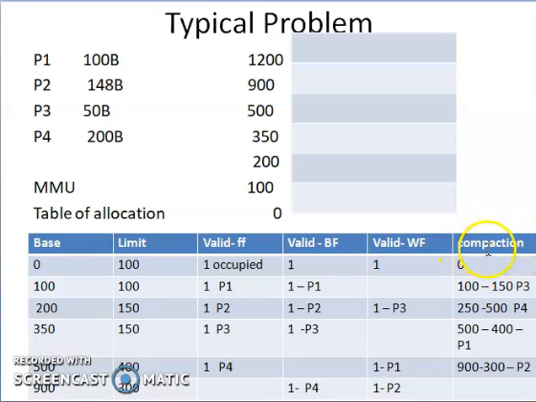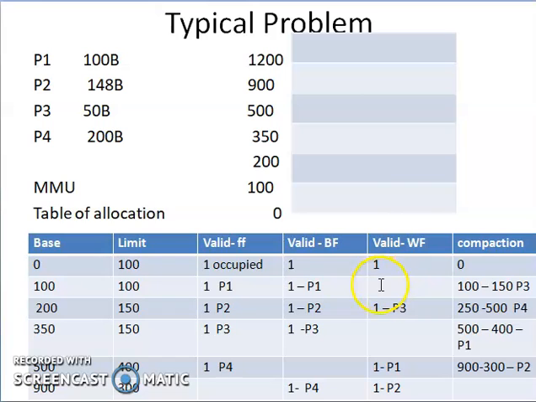Compaction says that from time to time this table is updated and all the processes are moved to one end and the free memory is made available for the incoming processes. So as we can see here in the worst fit method, this block and this block are free. So what we will do is add the total memory. So it is 150 plus 150 plus 100. So this is a total of 400. Out of this, 150 is allocated to process P3.